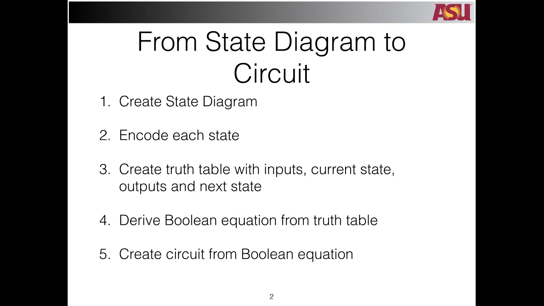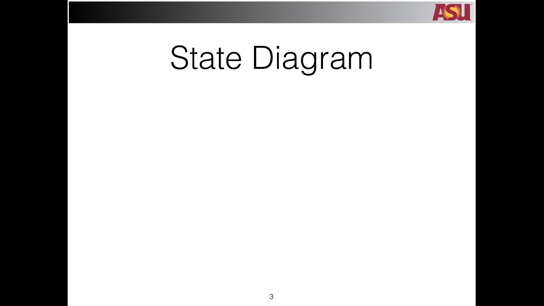The fifth step is to create the actual circuit from a Boolean equation. Of course, that is also the same process as before, but there are a few extra things you have to do to create the finite state machine, or the FSM in short. All right, so let's go through those steps on one example.